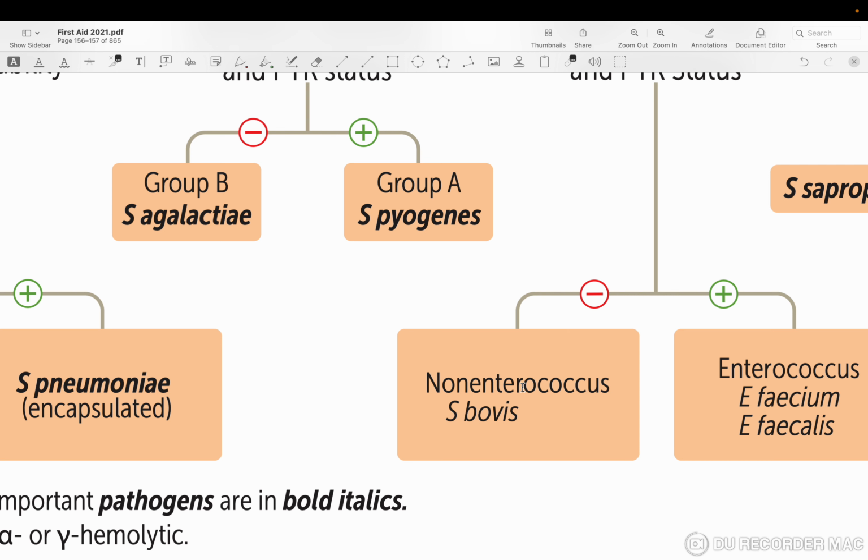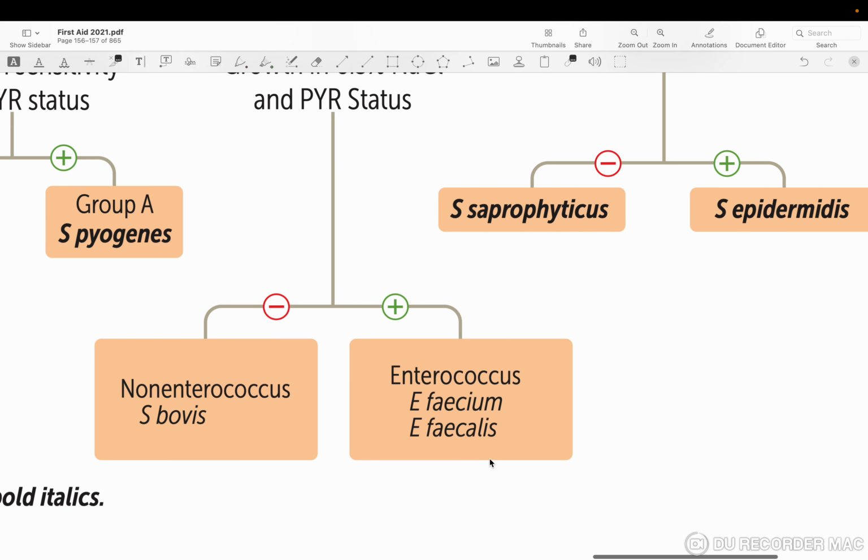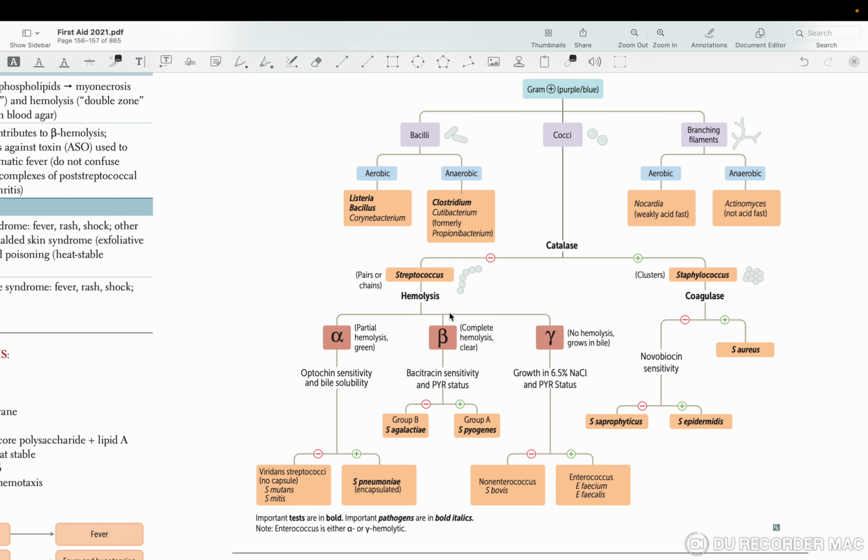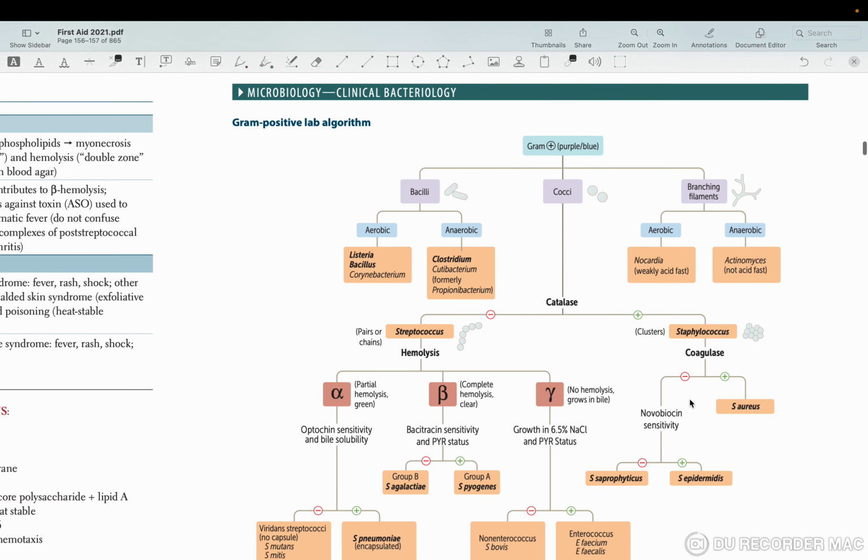Check for colon cancer. How to do that? With a colonoscopy. Excellent. Yes, absolutely correct. Good. So, yep, all good, all good, all good. So, all of this area is clear, all of this area is clear. Congratulations, we finished the cocci.